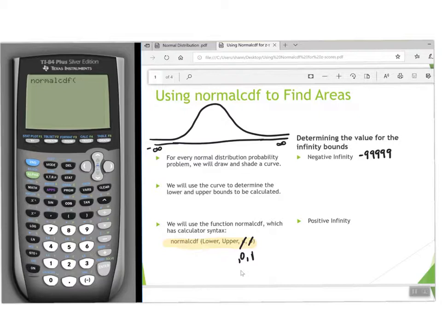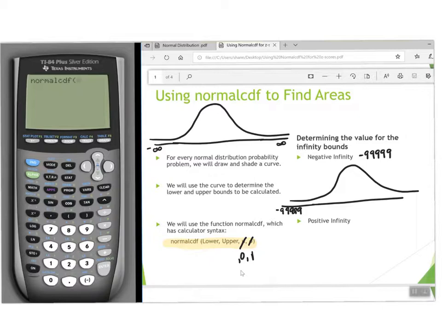So we're going to draw a curve, and we're going to look at this curve for negative infinity. When we're looking at negative infinity, we're looking at the left-hand side of the curve. We're going to give the value negative 99999. We just want to put a bunch of 9s back here. You can put 5 9s, you can put 20 9s. Just put a whole bunch of 9s in the back.